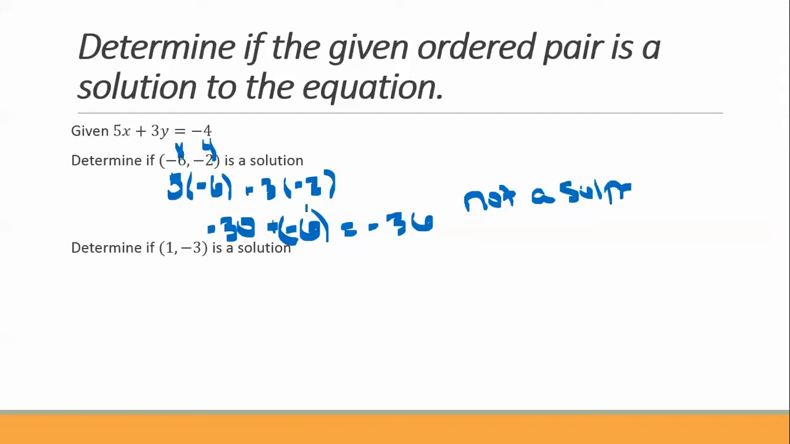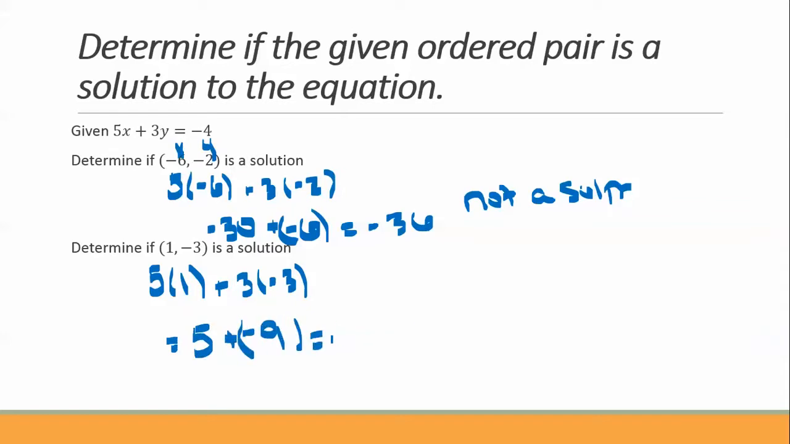Because it's not equal to negative 4. Let's try 1 and negative 3. So we have 5 times 1 plus 3 times negative 3. That's equal to 5 plus negative 9. 5 plus negative 9 is equal to negative 4. So this is a solution, because negative 4 equals negative 4. That makes a true statement.